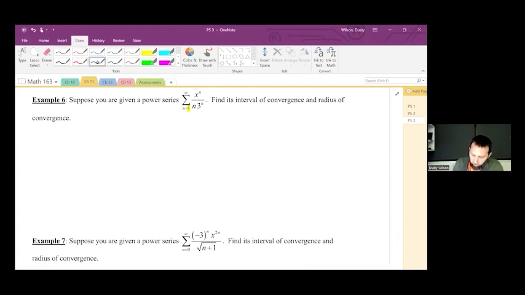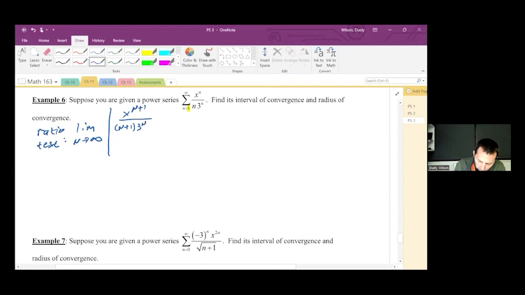So let's find our interval of convergence. We're going to start with the ratio test. If we start with our ratio test, we need to look at the limit as n goes to infinity of the n plus 1th term divided by the nth term. So maybe I won't write the formula this time. It'll be x to the n plus 1 divided by n plus 1 times 3 to the n plus 1, all divided by x to the n over n times 3 to the n.